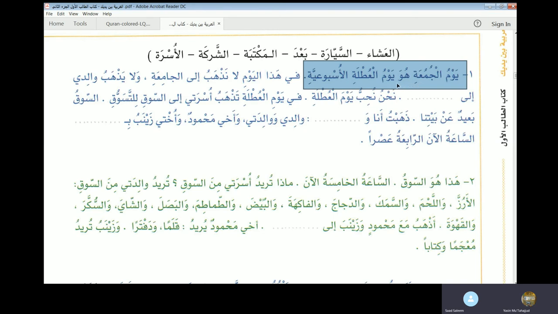Yawm al-jumuati huwa yawm al-utla al-usbuiyati. Okay. And that's Friday. The day of weekly holiday. Yeah, just like in your country, Saturday, Sunday, and in that country, it is Friday. Okay. So Friday is a day of weekly holiday.